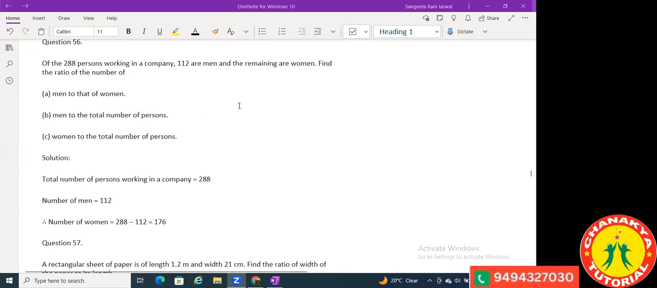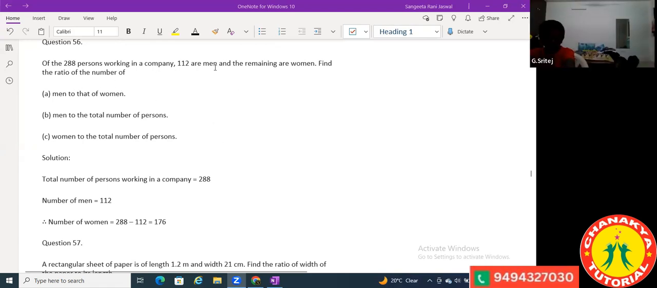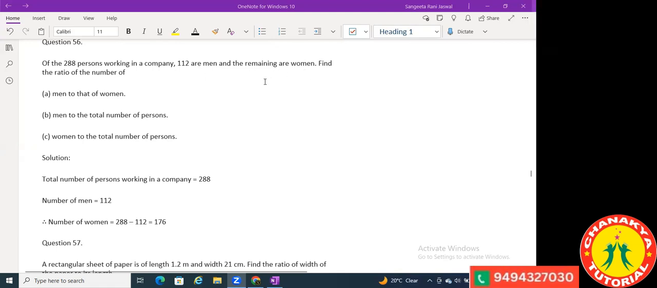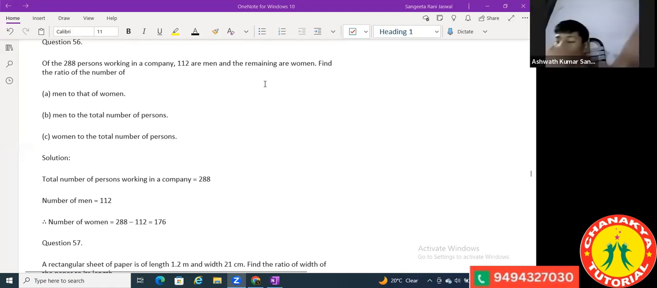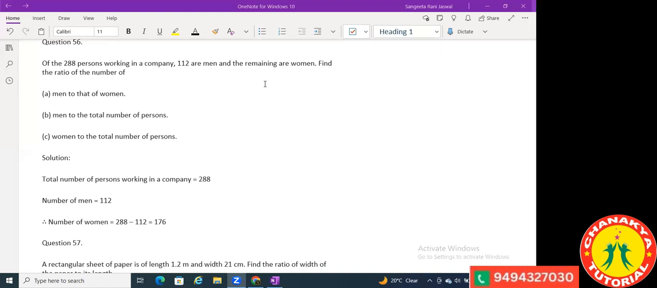So here we are given the total number of persons and the number of men. So how many are the women? Ashwath, how many are the women? Ma'am, 176. That means out of all the people, you will subtract the number of men. Okay, so you will get the number of women. Now find the ratio of men to that of women. Find the first ratio.